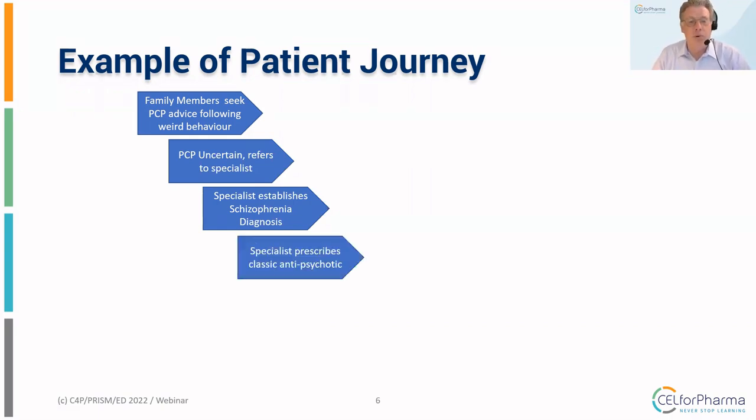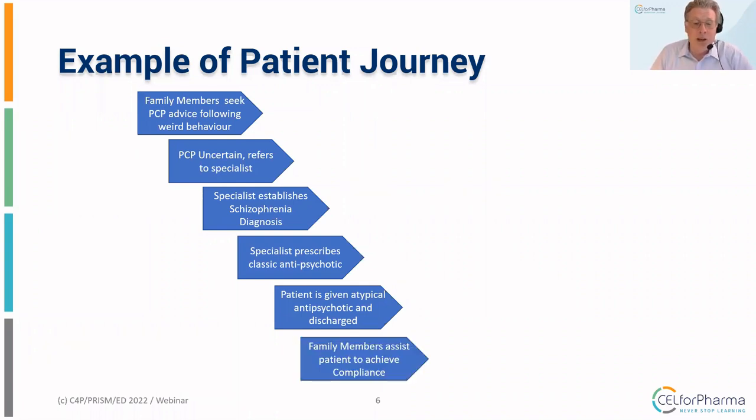A specialist might then establish, for example, a schizophrenia diagnosis for a patient. Then at a certain point, they might prescribe, for example, classic antipsychotics to calm down the patient, to avoid aggressive behavior, delusions, etc., and to avoid also any suicides which might happen. At a certain point in time, when the patient is under control, they might then switch the patient to an atypical antipsychotic and even discharge the patient. And then hopefully we would have family members who would assist the patient to achieve compliance.